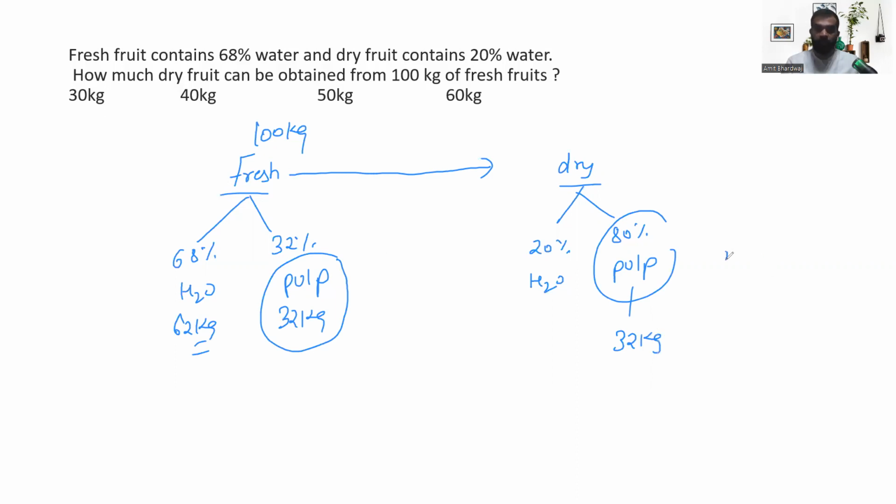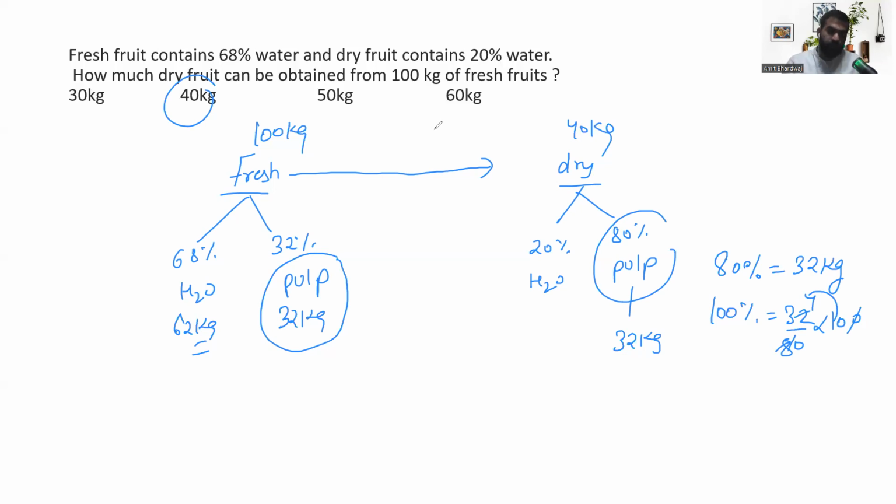So we can say 80% is representing 32 kg. Okay, so total is 100%. So 100% should be 32 by 80 into 100. So that is 40. So we can say that 40 kg dry fruit can be obtained from 100 kg fresh fruit. I'm assuming this is clear to everybody, right?